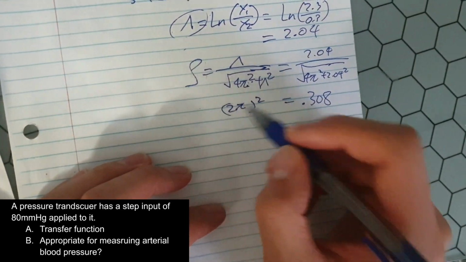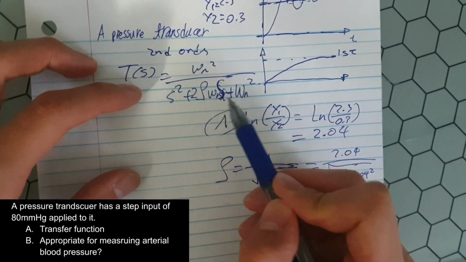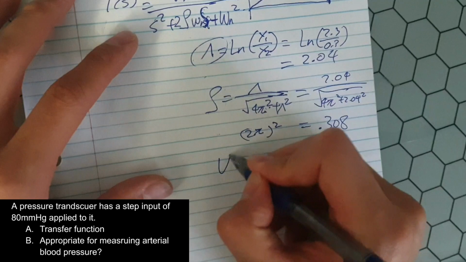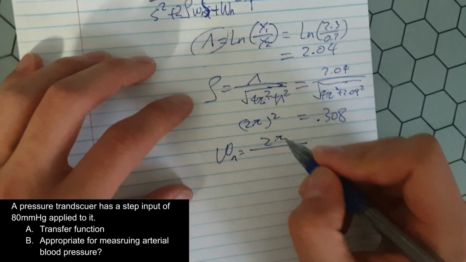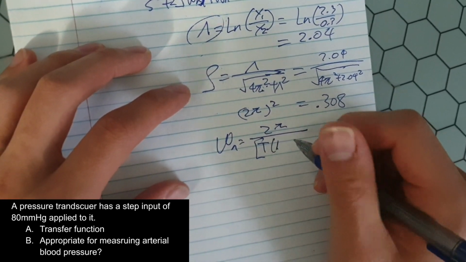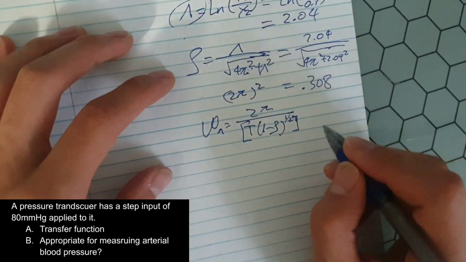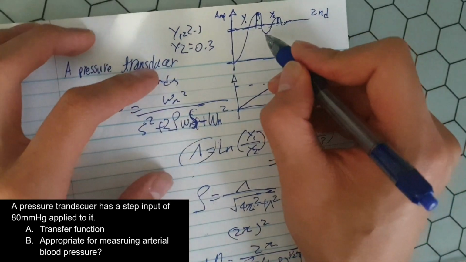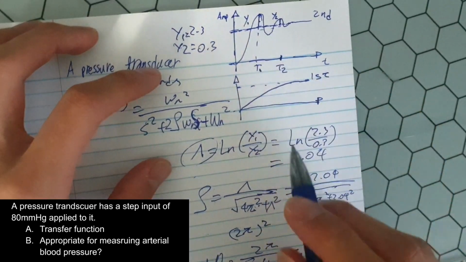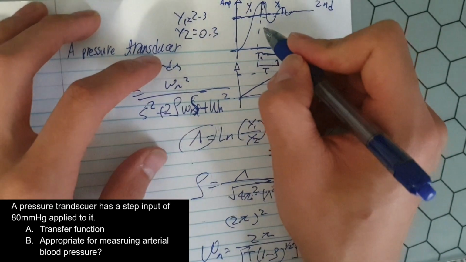Now we know the damping coefficient, but we still don't know Wn, the natural frequency. So Wn equals 2 pi over T, which is the period, times the square root of 1 minus the damping coefficient squared. And this T is the distance between this t1 and t2. So this is the period, and this thing is called T.